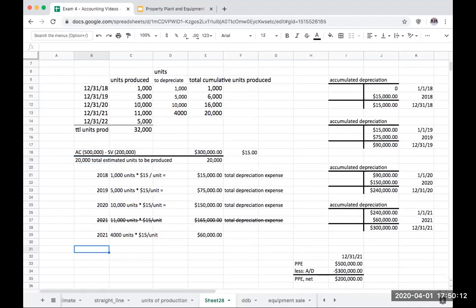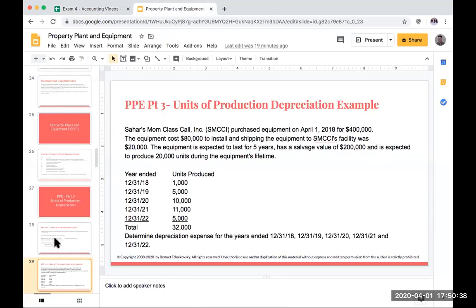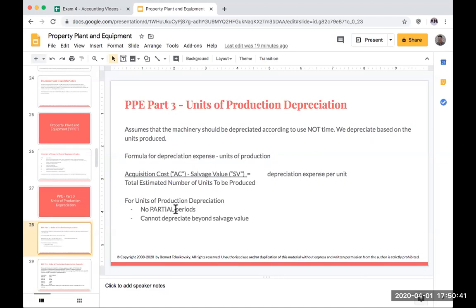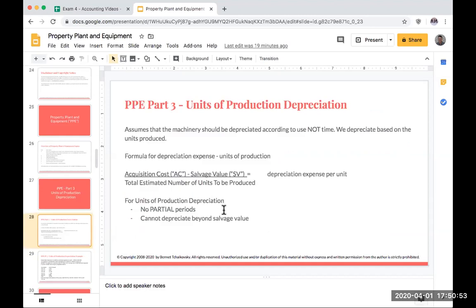So this balance over here now asks us how much we actually take depreciation on in 2022. And the answer to this is going to be 0. Because once I've reached the threshold, which is the total number of units expected to be produced, I don't take any more depreciation. Okay, so that's really the key thing here in terms of units of production. So again, we do not account for any types of partial periods. We depreciate whatever we produce. I cannot depreciate beyond salvage value. This is true under all of the different methods.